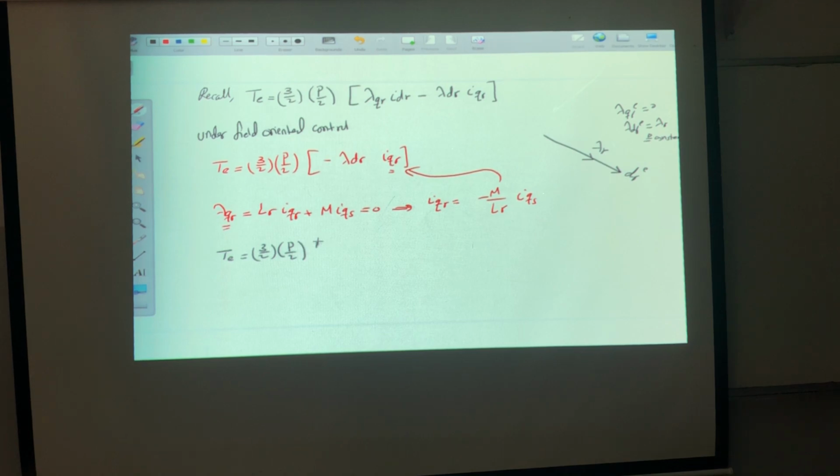Now if I substitute this here, we will end up with TE equal to 3/2 P/2 M over LR lambda DRE IQS E. And E here is for what? To represent the synchronous rotating reference frame, meaning all the quantities are now referred to the synchronous rotating reference frame.